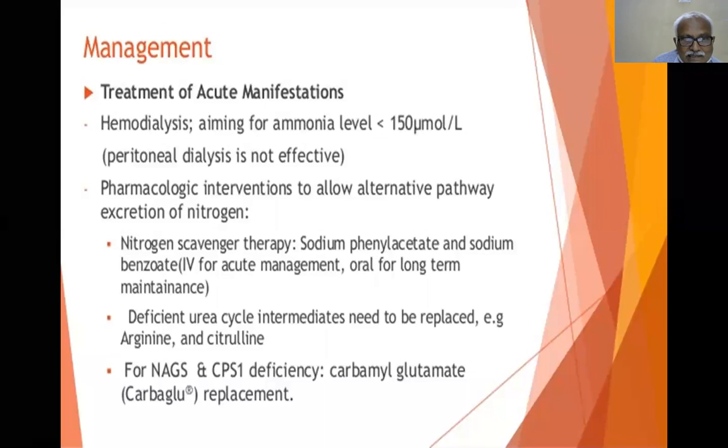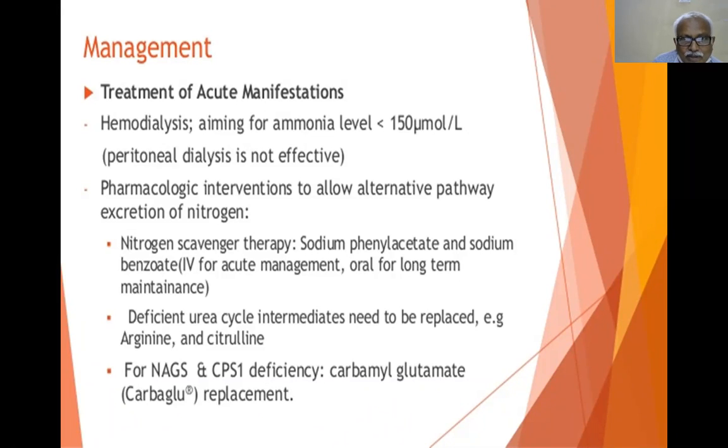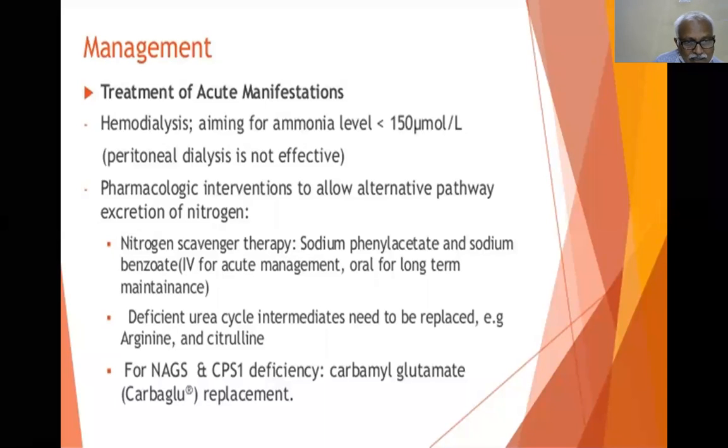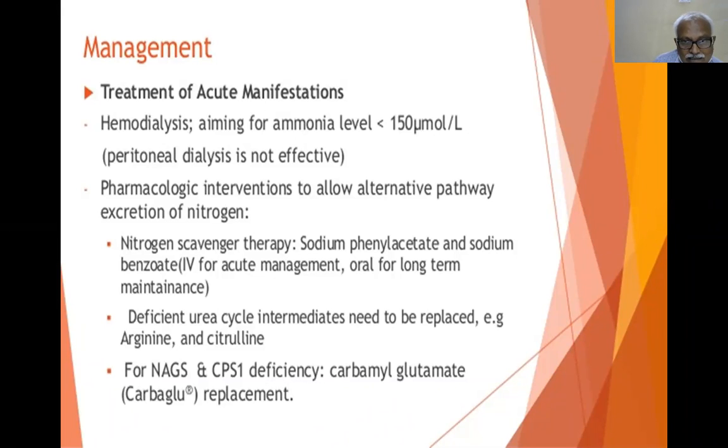Management, hemodialysis, and peritoneal dialysis is not effective for small cerebral. Hemodialysis only to keep up the ammonia levels below 150 millimoles per liter. And pharmacological intervention, nitrogen scavengers, sodium phenylacetate and sodium benzoate IV for acute management or for long-term management. Deficient urea cycle intermediates need to be replaced by arginine and citrulline. For NAGS and CPS1 deficiency, carbamyl glutamate, carbaglu sachets.